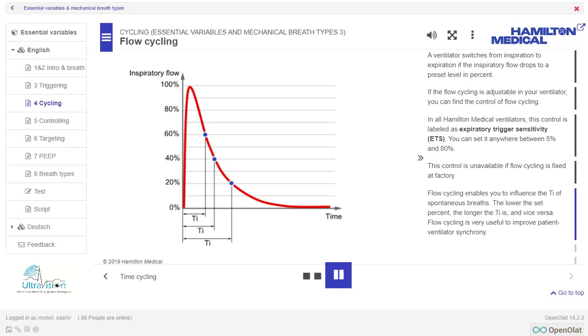Flow cycling enables you to influence the TI of spontaneous breaths. The lower the set percent, the longer the TI is, and vice versa. Flow cycling is very useful to improve patient-ventilator synchrony.